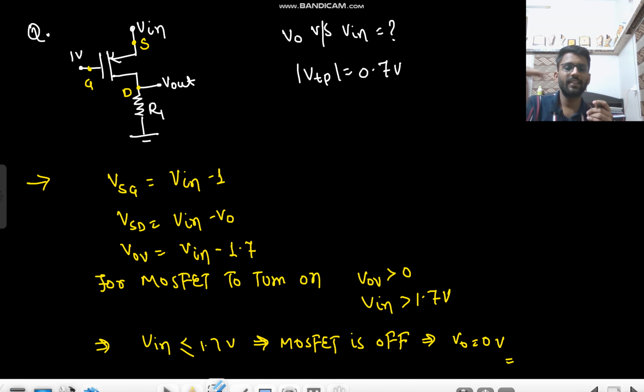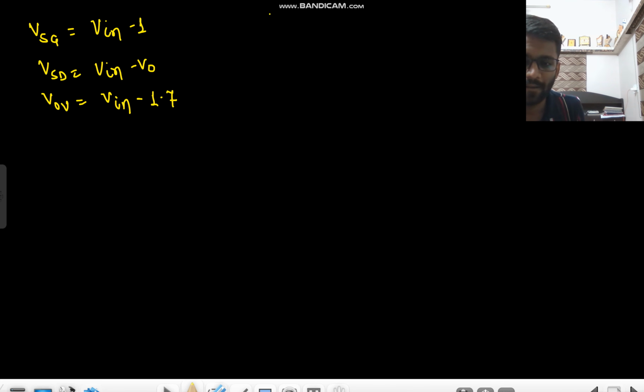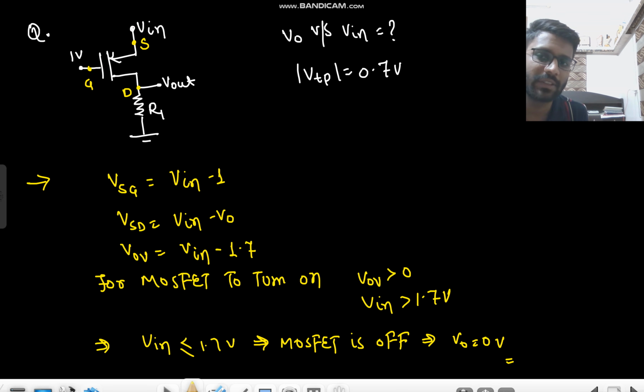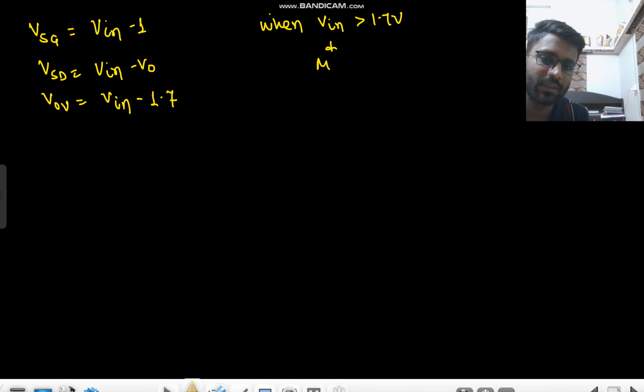After V in is greater than 1.7, whenever V in is 1.8, just assume V in is 1.8. When V in is greater than 1.7 volt, this MOSFET turns on.